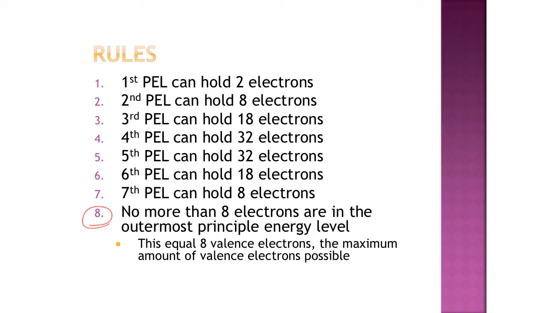What we do want to know is this last rule here: no more than 8 electrons are in the outermost principal energy level.